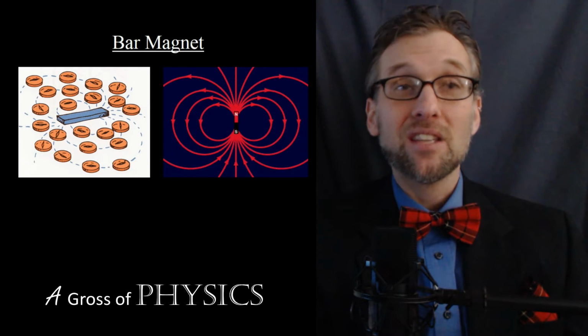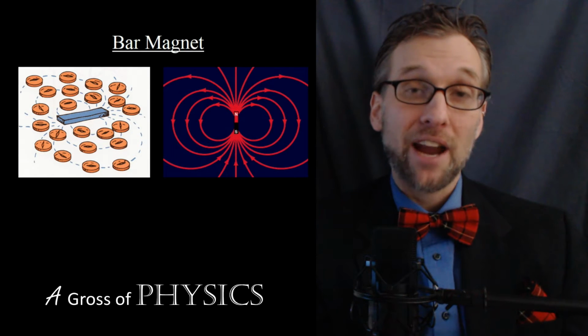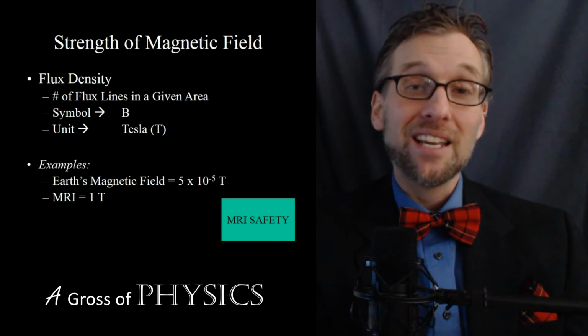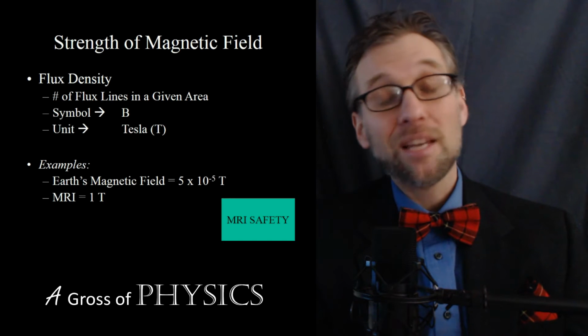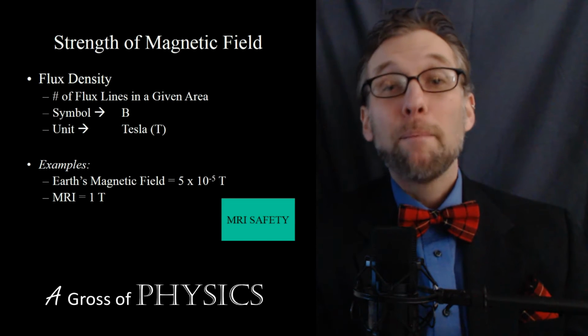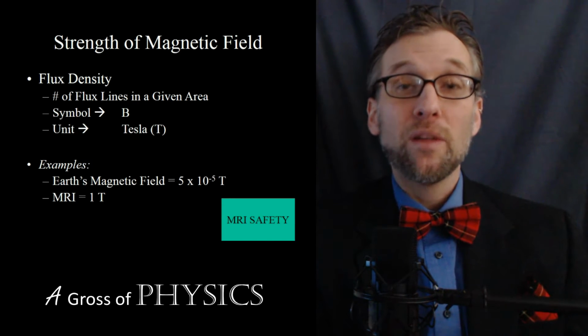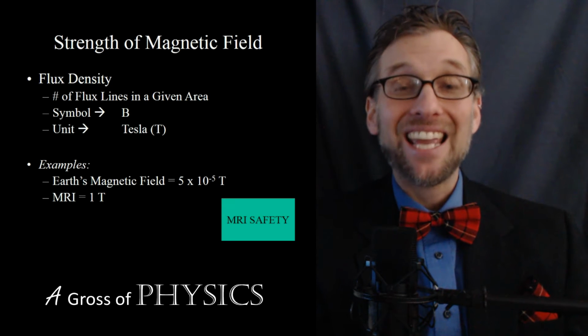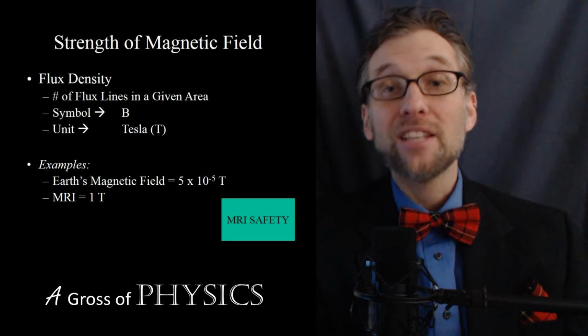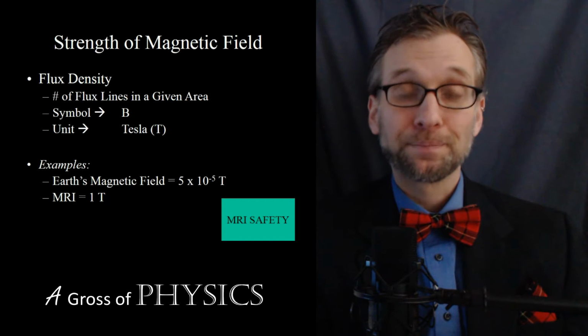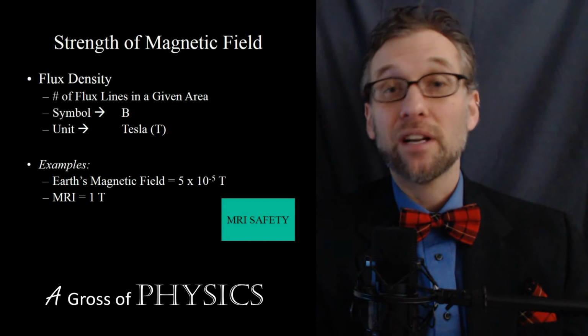As far as the magnetic field strength, what we do is we measure the flux density. And the flux density is the number of field lines that exist in a given area. Now the flux density is measured in Teslas, and the symbol we use is the B. B is the variable for the magnetic field strength, and T is the unit. So T is for Tesla, and it's named in honor of Nikola Tesla.